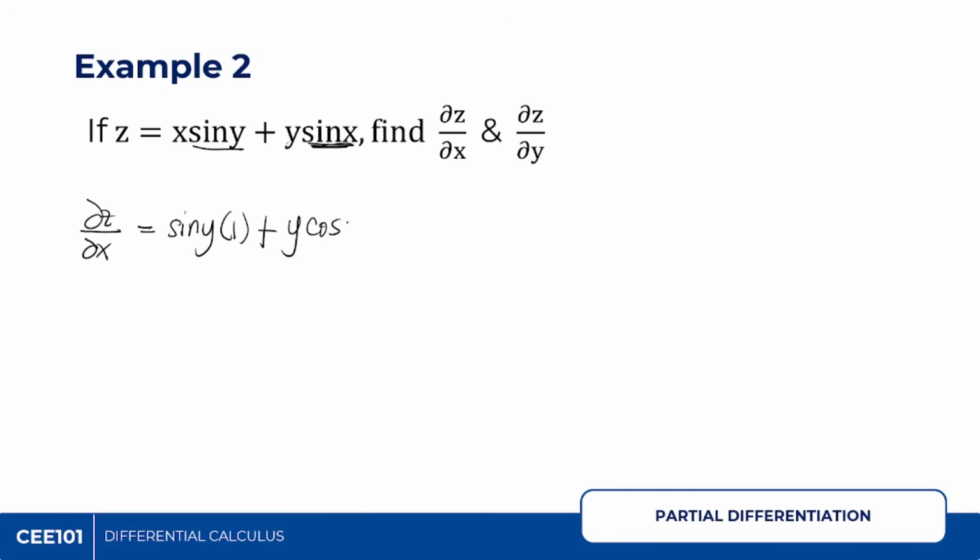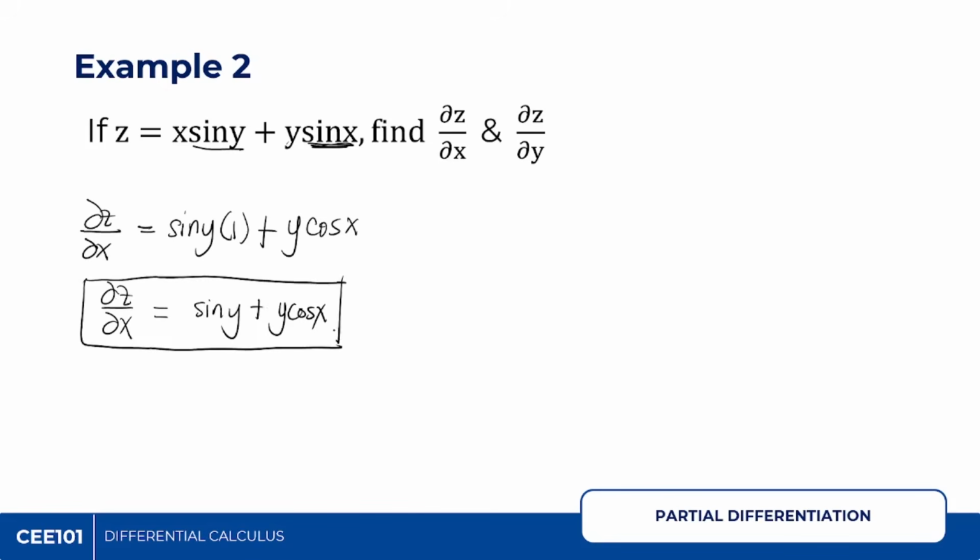Okay, that's correct. The derivative of sine x is cosine x. So, therefore, the partial derivative of function z with respect to x is equivalent to sine y plus y cosine x. So basically, this is your answer for the partial derivative of our function z with respect to x.